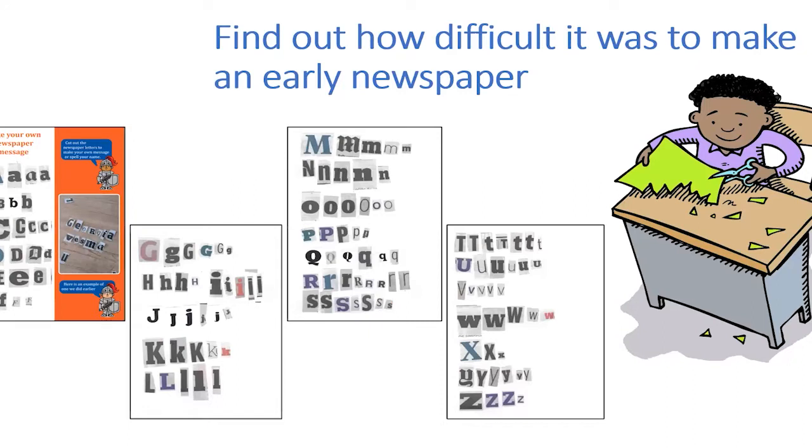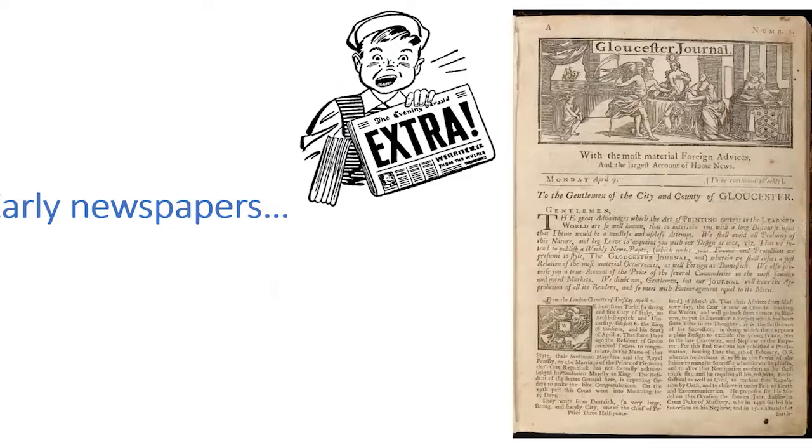If you want to have a go at finding out how difficult and time consuming it was to do it, in the pages that you got this month with the Passport to the Past, you have the four pages you can see below. And you can see that these are all letters cut out from newspapers. If you have those pages, you can have a go at cutting out all the letters that you need to write your name and then try sticking them down. And that will give you a good idea about how those early newspapers were made.